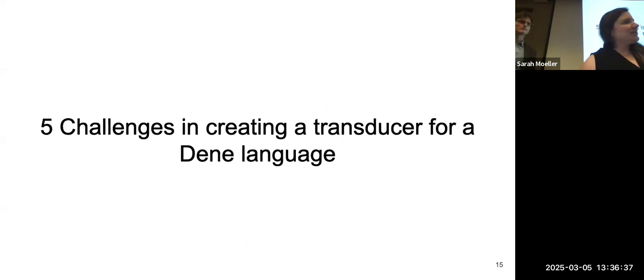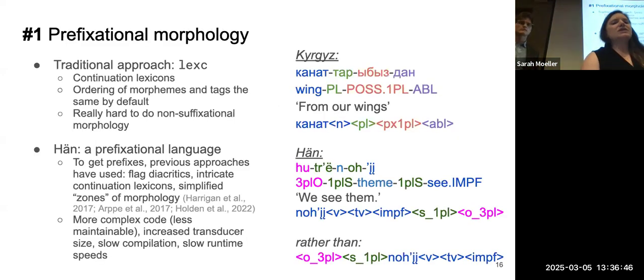However, working with a Dene language, there are some challenges. So we're going to talk specifically about 5 challenges in the process of fitting a Dene language into this system so far. First, most Dene languages are primarily, if not entirely, prefixational in their morphology. The traditional approach to handling this type of transducer is to use a language called LexC, which uses continuation lexicons and by default orders the morphemes in the word and the tags in that bracket version of the analysis in the same order.